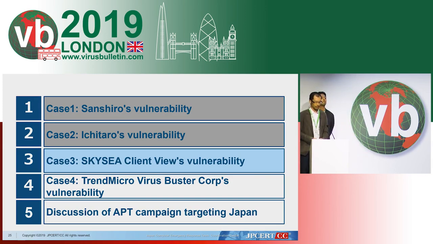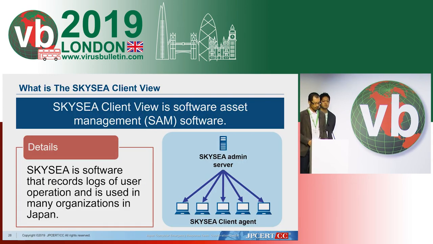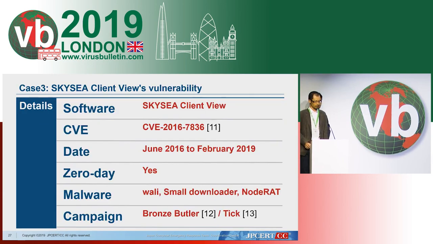The third case is Skysea Client View's vulnerability. Skysea Client View is software asset management software. Skysea records logs of user operations and is used in many organizations in Japan. This zero-day vulnerability was used to spread malware infection from 2016 to 2019. The campaigns using this vulnerability are called Bronze Butler or Tick.